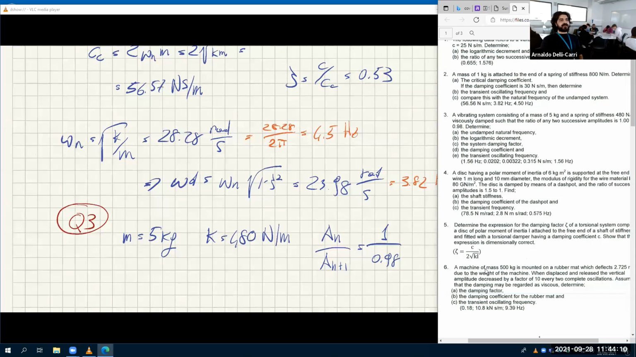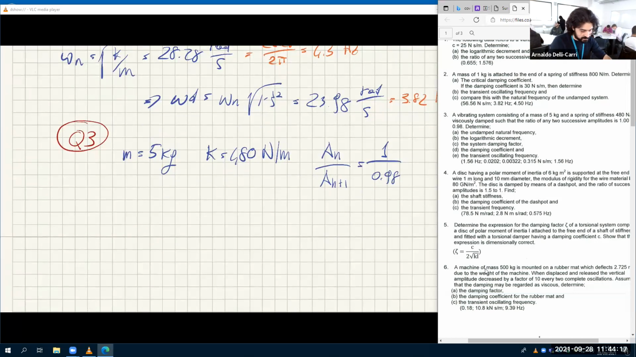So help me out. How do I find A, the undamped natural frequency? First of all, which frequency am I talking about? How did we call it? Omega what? Omega n, correct. So how do I find omega n? You need the stiffness and the mass. We have the stiffness and the mass. So help me out. What's the equation? All right, square root of k over m. So that means we can already do this very easily.